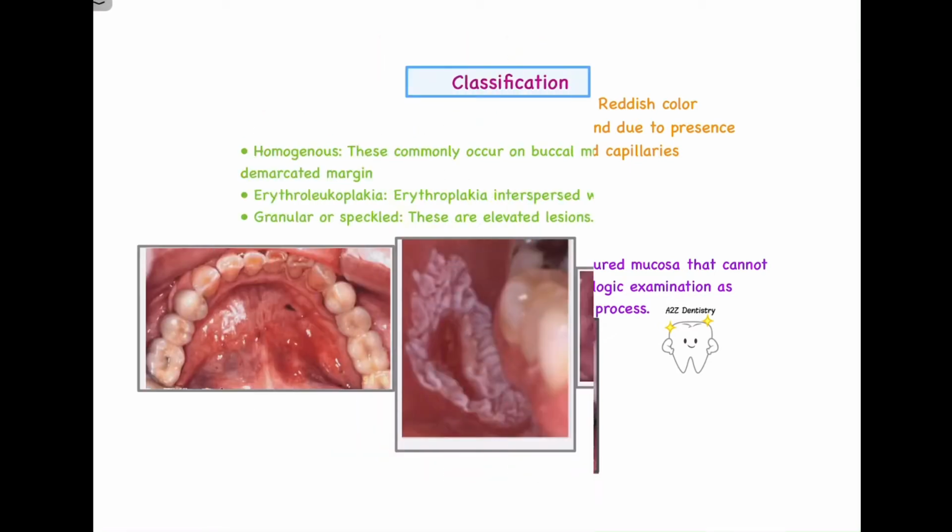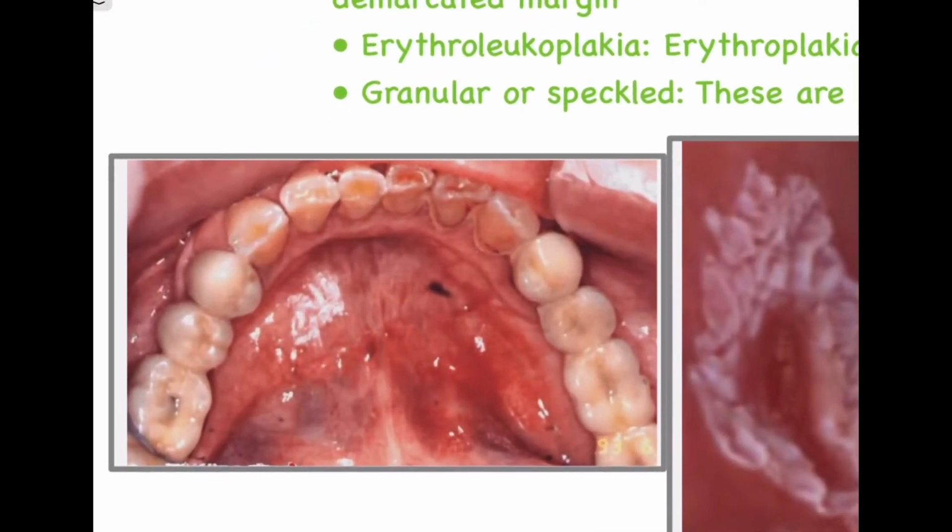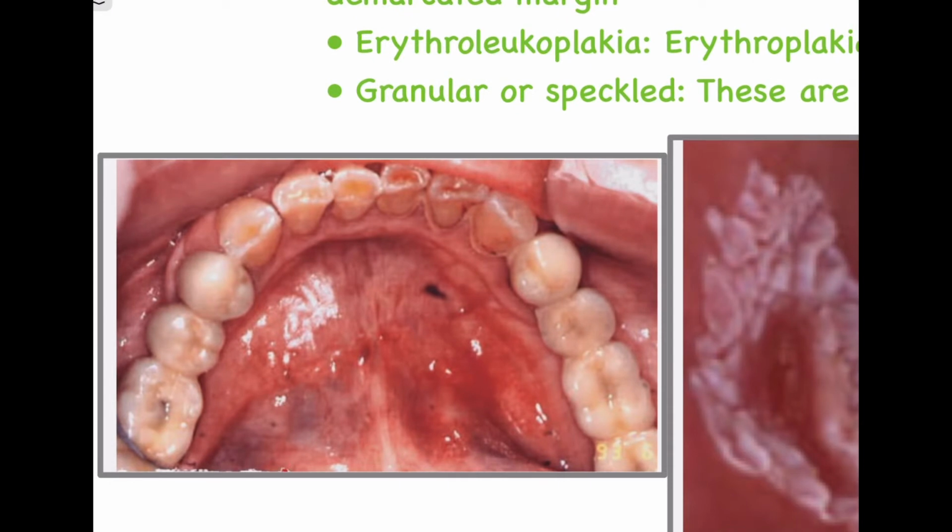Now let's move forward to the classification of erythroplakia. It is divided into three subcategories. The first one is the homogeneous variant. This is the most common type of variant, and it commonly occurs on the buccal mucosa. These variants have a very well demarcated margin. In this first picture you can see homogeneous erythroplakia. As you can see, it is a predominantly red lesion, and there are well defined margins over it.